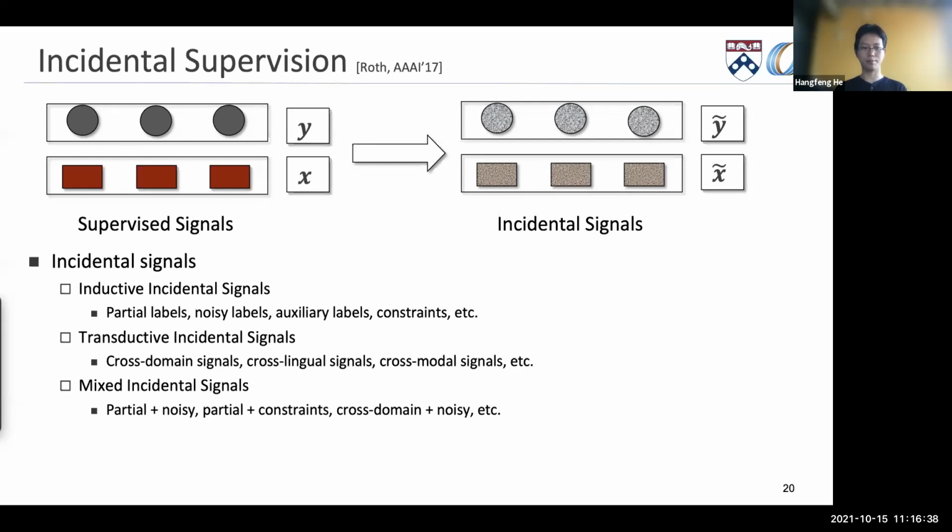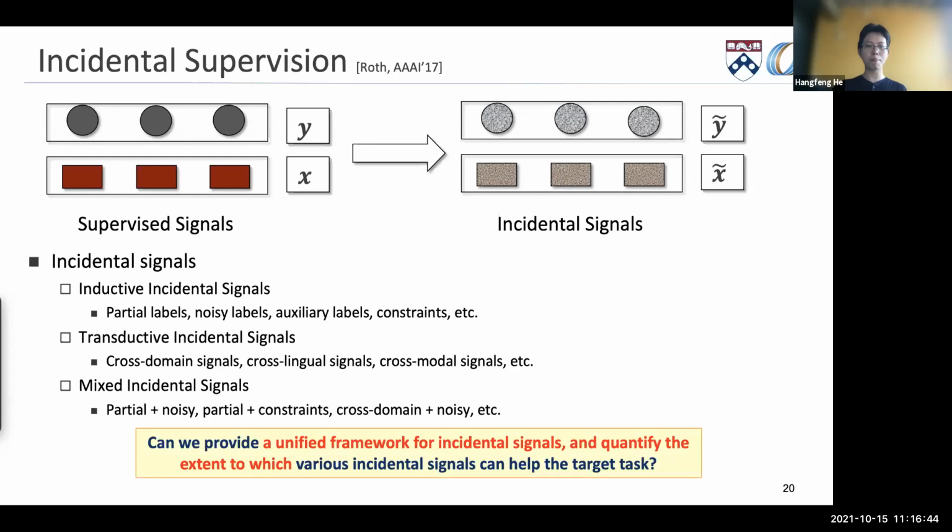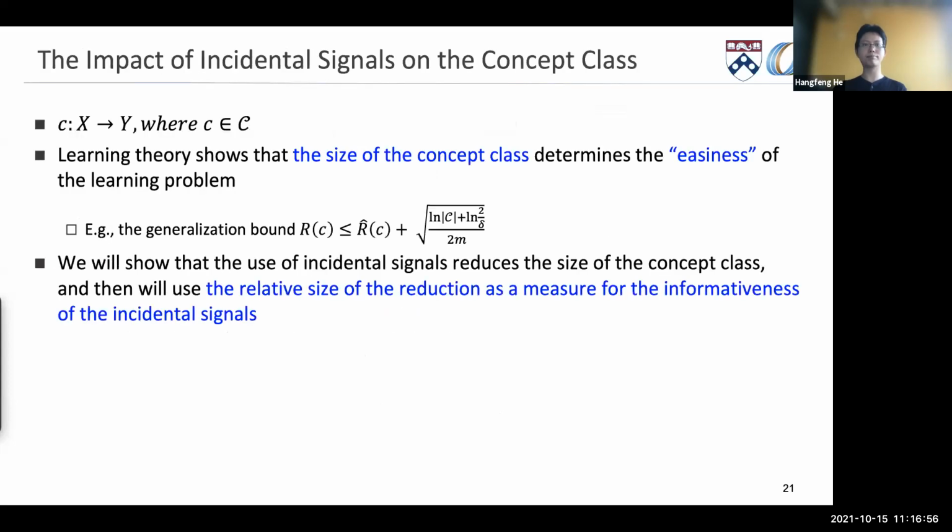Finally, we also consider mixed types of incidental signals, such as a combination of partial and noisy signals. A natural question here is, can we provide a unified framework for incidental signals and quantify the extent to which various incidental signals can help the target task?